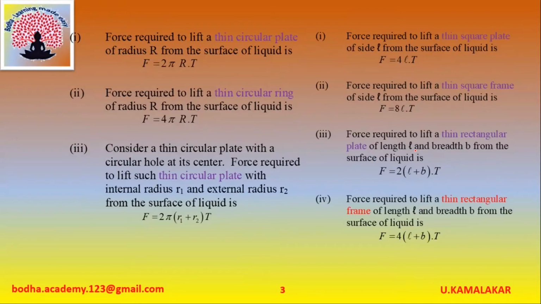Force required to lift a thin circular plate of radius r from the surface of liquid is given as F is equal to 2 pi r into T. Force required to lift a thin circular ring of radius r from the surface of liquid is given as F is equal to 4 pi r into T.